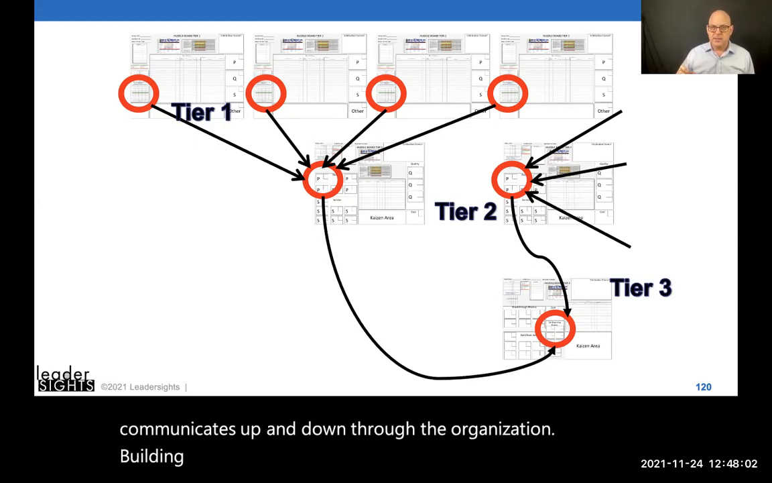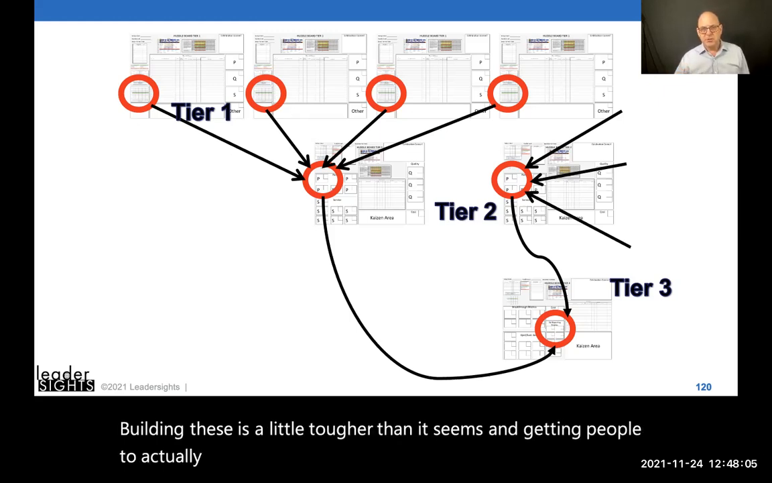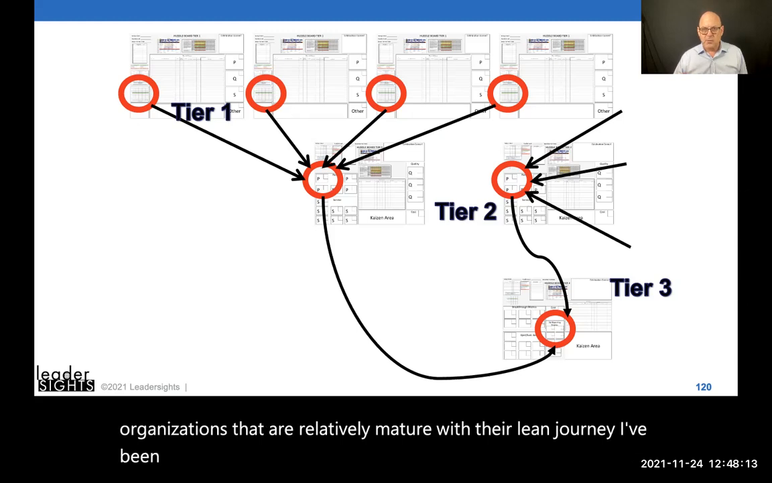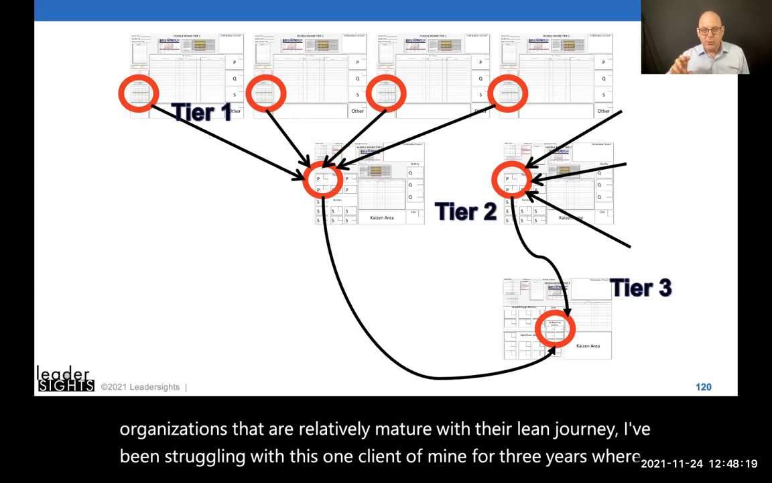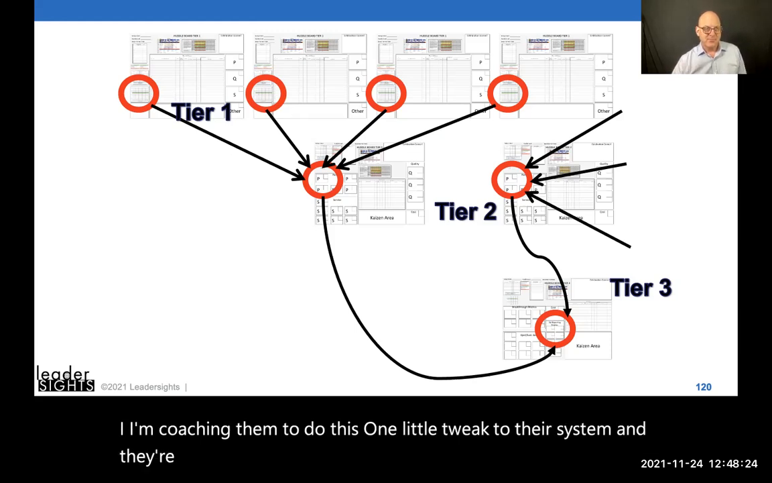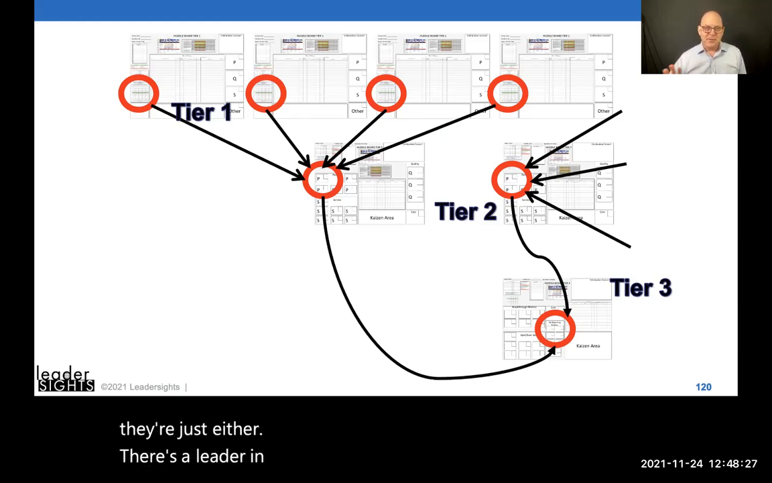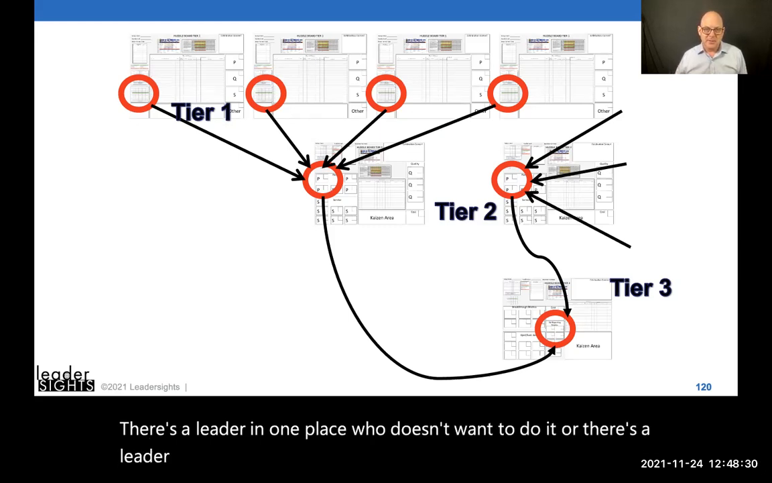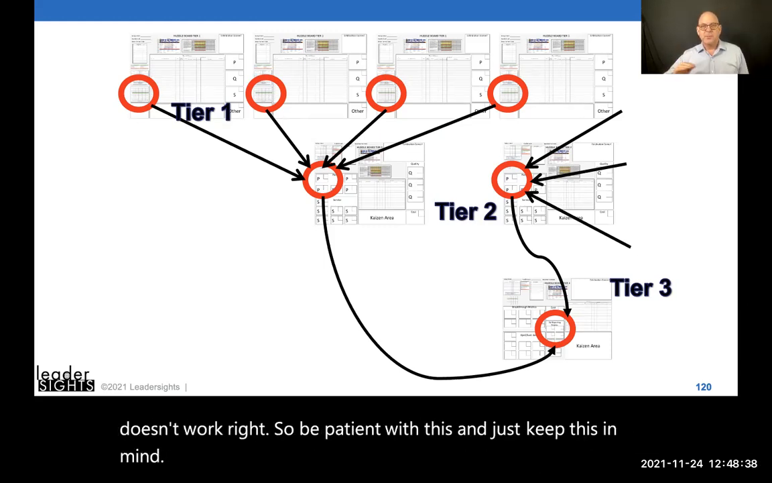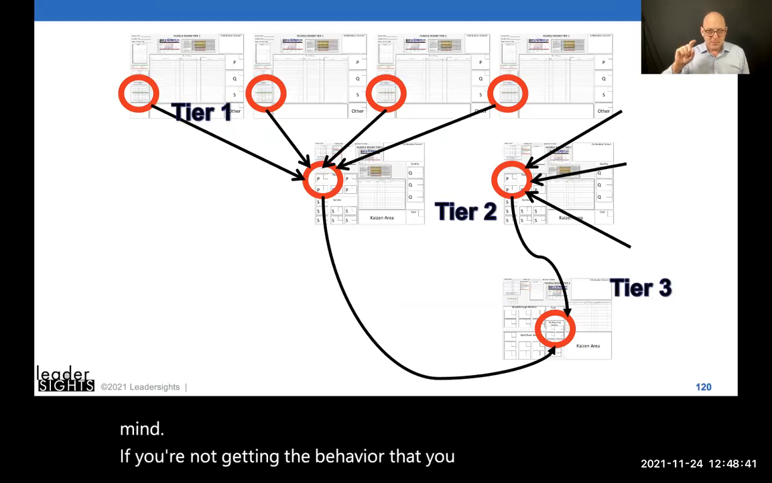Building these is a little tougher than it seems, and getting people to actually stick with them has been extremely difficult, even in organizations that are relatively mature with their lean journey. I've been struggling with this one client of mine for 3 years, where I'm coaching them to do this one little tweak to their system, and either there's a leader in one place who doesn't want to do it, or there's a leader who misinterprets it and does it a different way and it doesn't work right. So be patient with this, and just keep this in mind. If you're not getting the behavior that you want, it's because you're measuring something wrong.